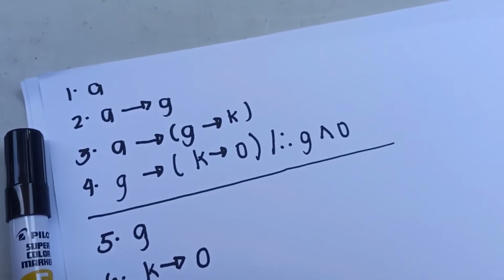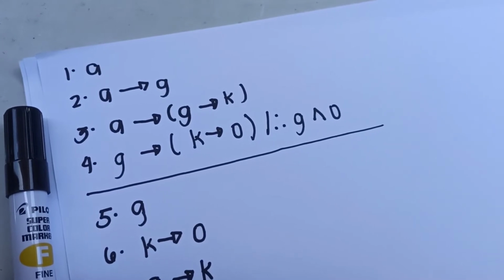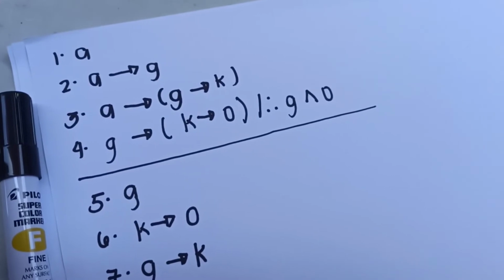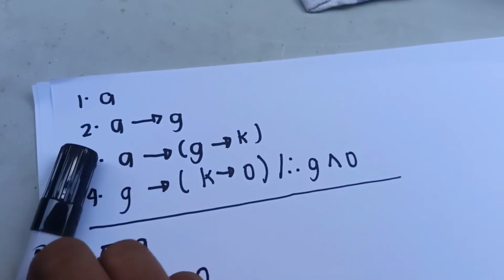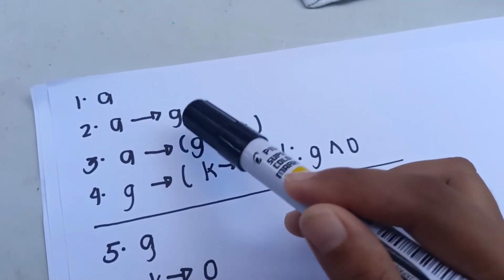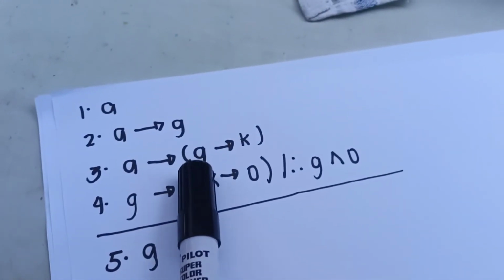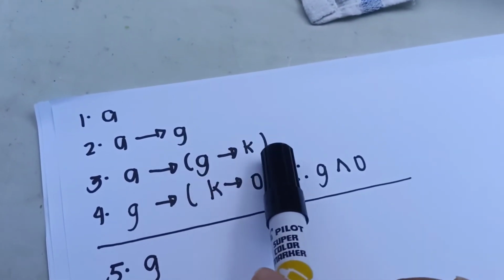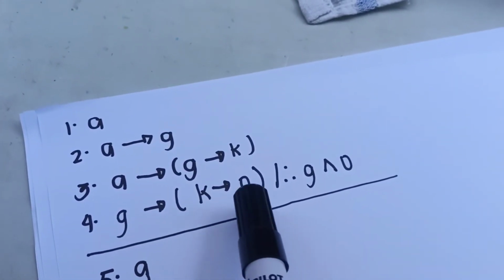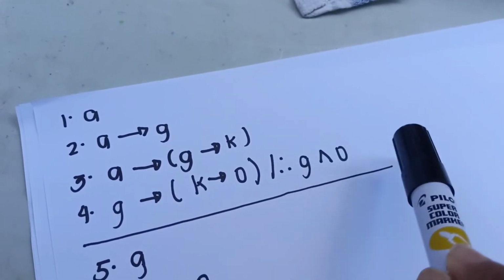So here in our example number 3, we are going to give justification in our argument to make it valid. We will also give the rules that are being used here. So, number 1, A. Number 2, A implies G. As you will notice here, it is a conditional statement. Number 3, A implies G implies K. Number 4, G implies K and implies O, and therefore G and O.